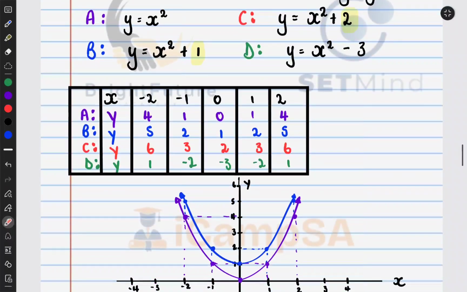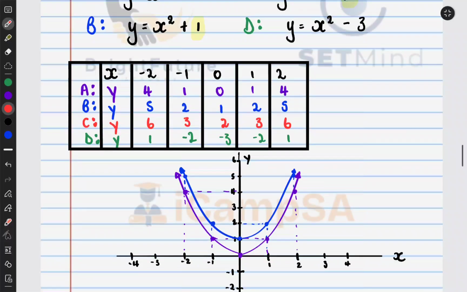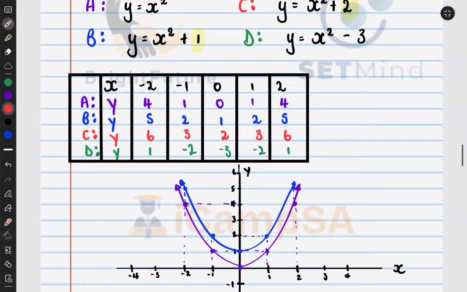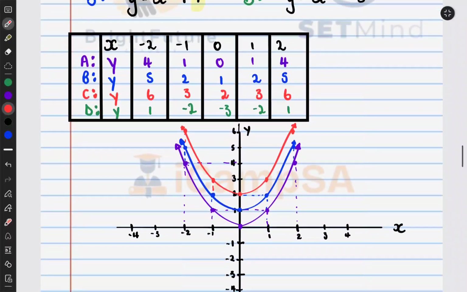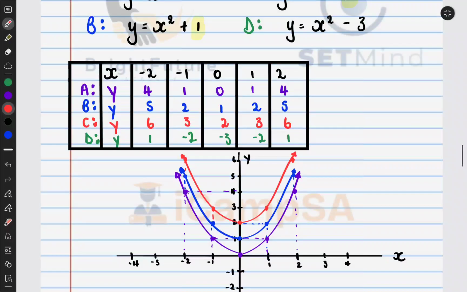Let's go to number c. Let's plot function number c, where x is equal to -2, y is 6, where x is equal to -1, y is 3, and then we have 0 and 2, we have 3, we have 6, and then from there we join the curve. You see, the more we increase the value of q, the more we add bigger and bigger numbers. Our function just keeps on moving upwards. It just keeps on moving higher and higher.